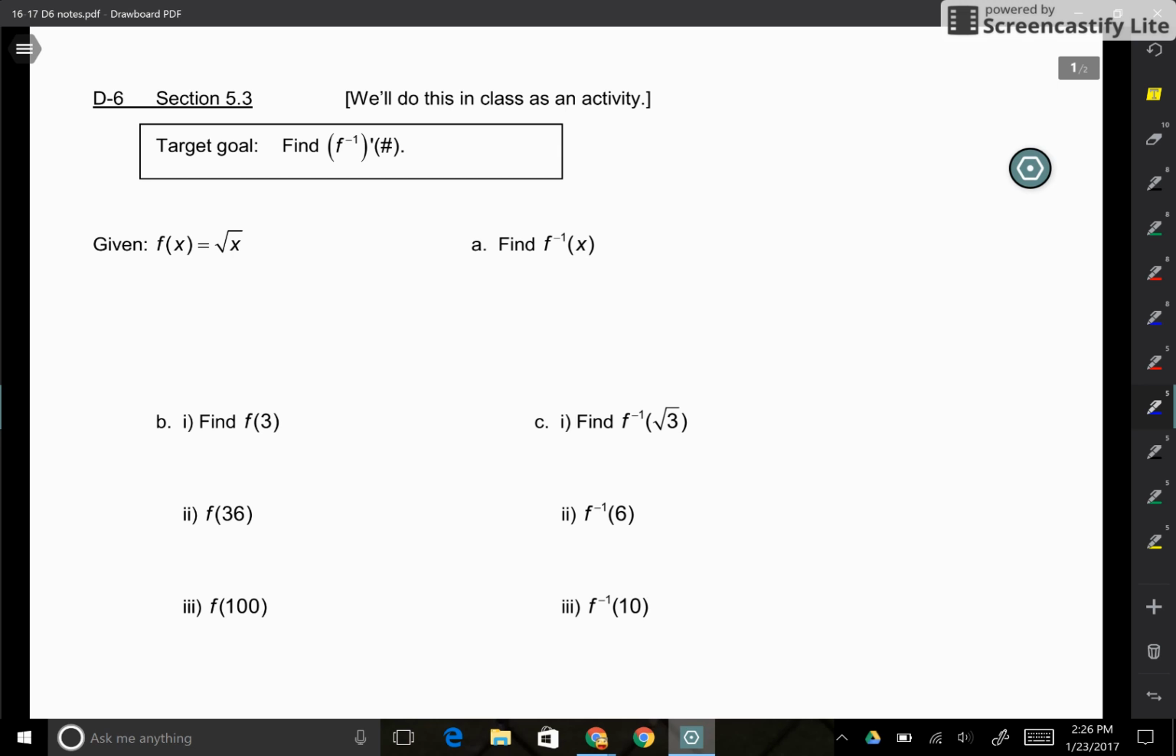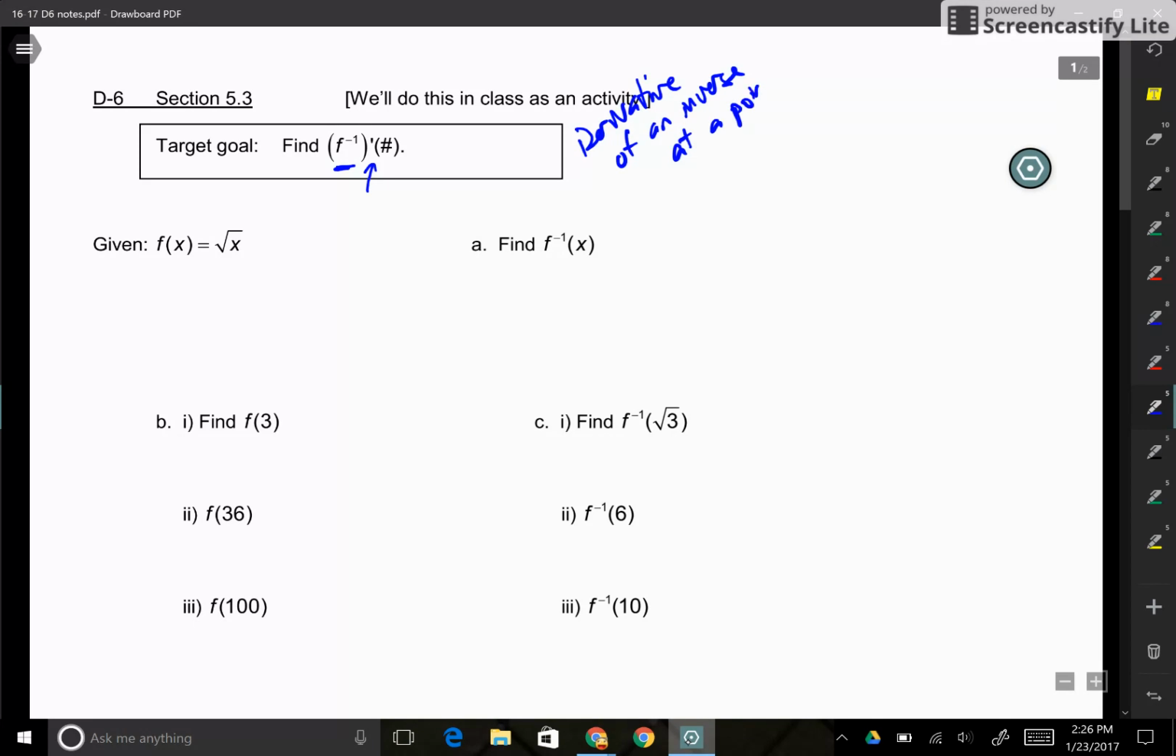So here we are, section 5.3. This is a concept that's kind of confusing for students generally. And what we're being asked to do is find, let's see, that's an inverse notation, and that thing right there would be a derivative. So we're being asked to find the derivative of an inverse function at a value or at a point.